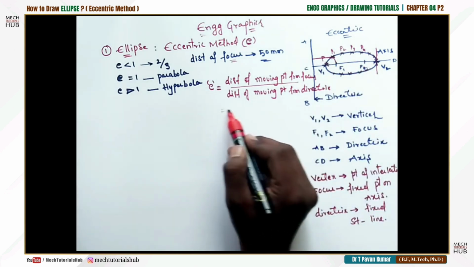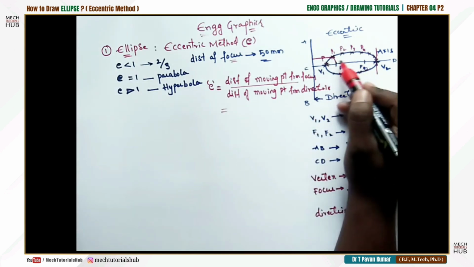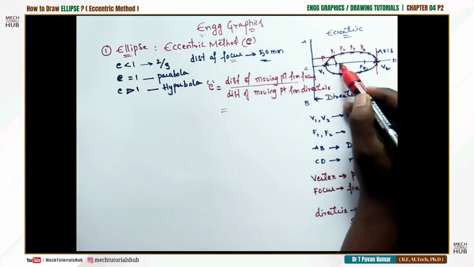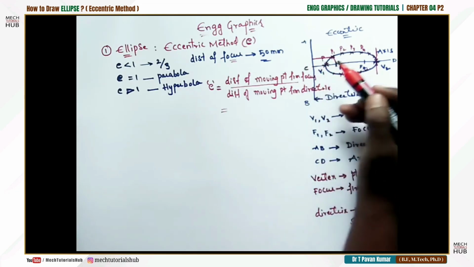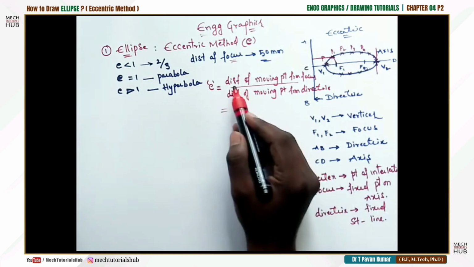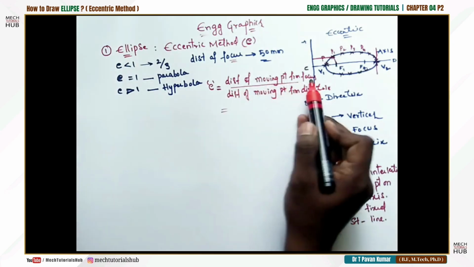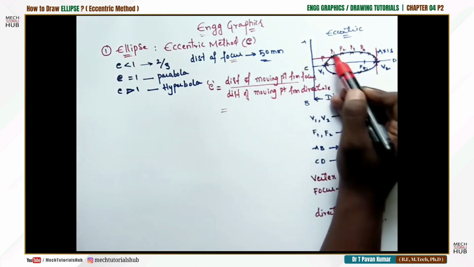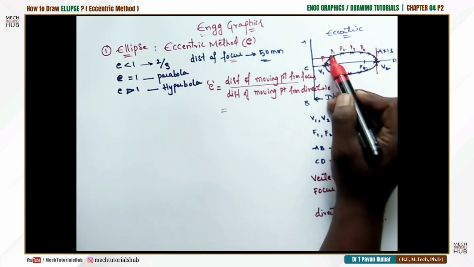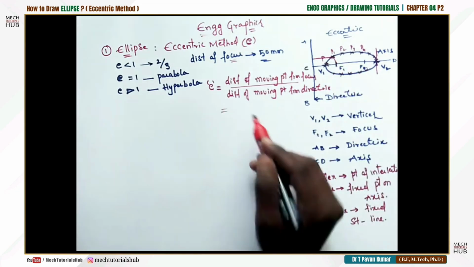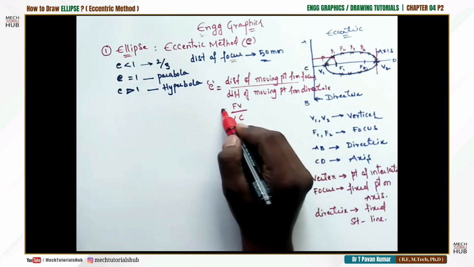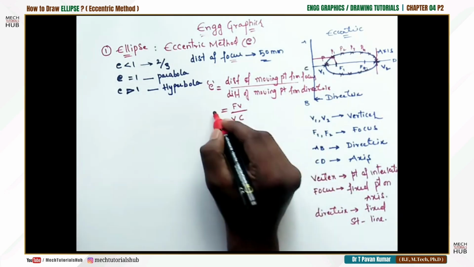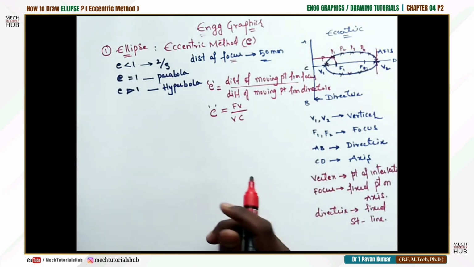Initially I have given some alphabetical order. If I consider this as F1, this as V1, this as C, then the formula is the distance of the moving point from the focus over the distance from the directrix. Now this distance is equivalent to this distance, in actual practice you could see that. Then we can write it this way: FV by VC is equal to E, which is a constant that will not change.